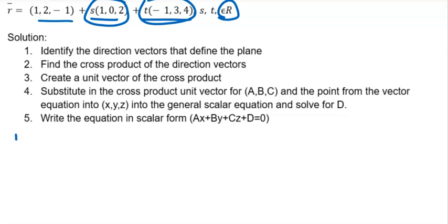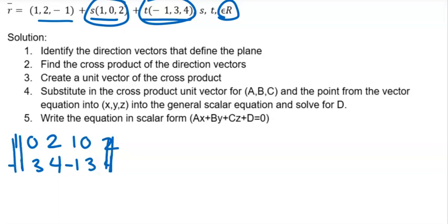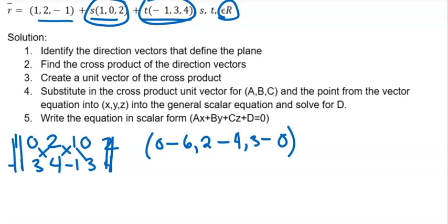So in order to do the cross product, I write out both vectors twice. I get rid of these terms on the end. And now I'm going to cross: 0 times 4 is 0, minus 3 times 2, which is 6. 2 times 1, which is 2, minus 4 times 1, which is 4. 1 times 3, which is 3, minus negative 1 times 0, which is 0. This gives me the vector negative 6, negative 2, 3.